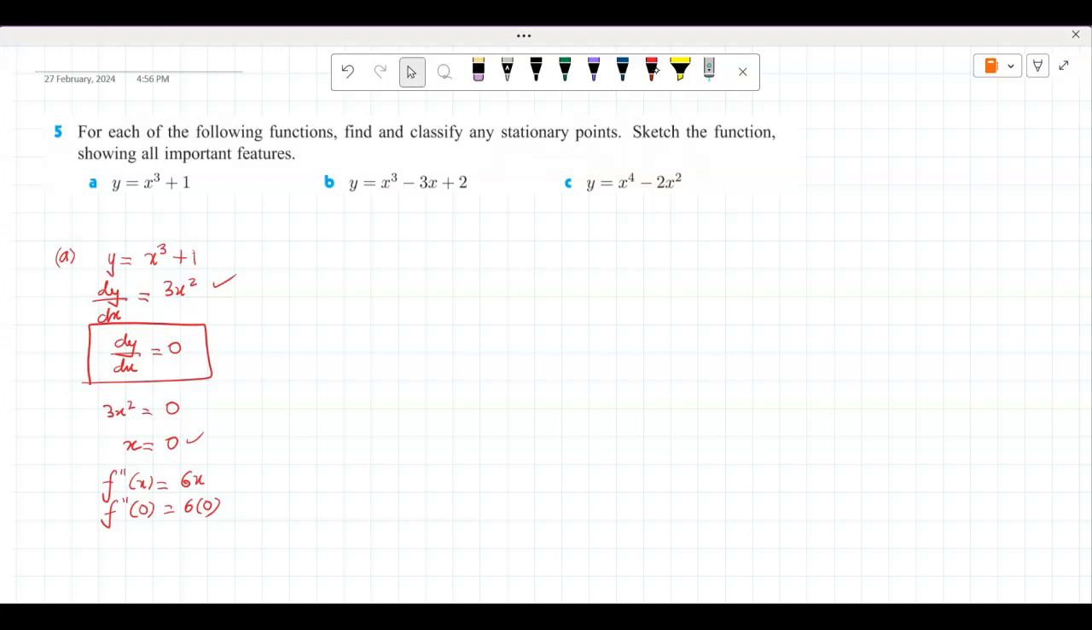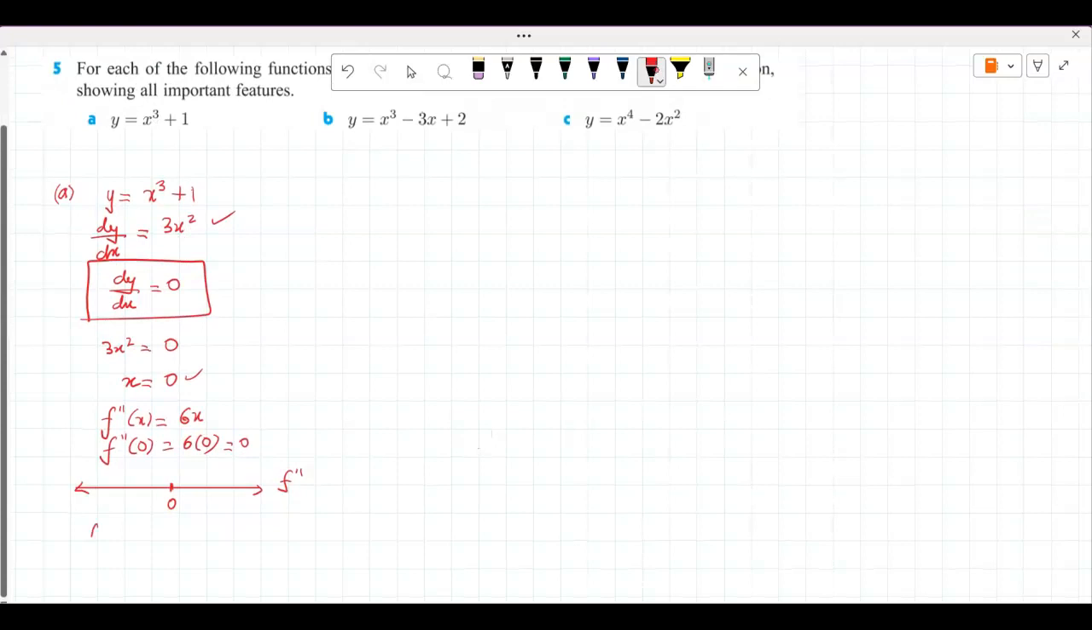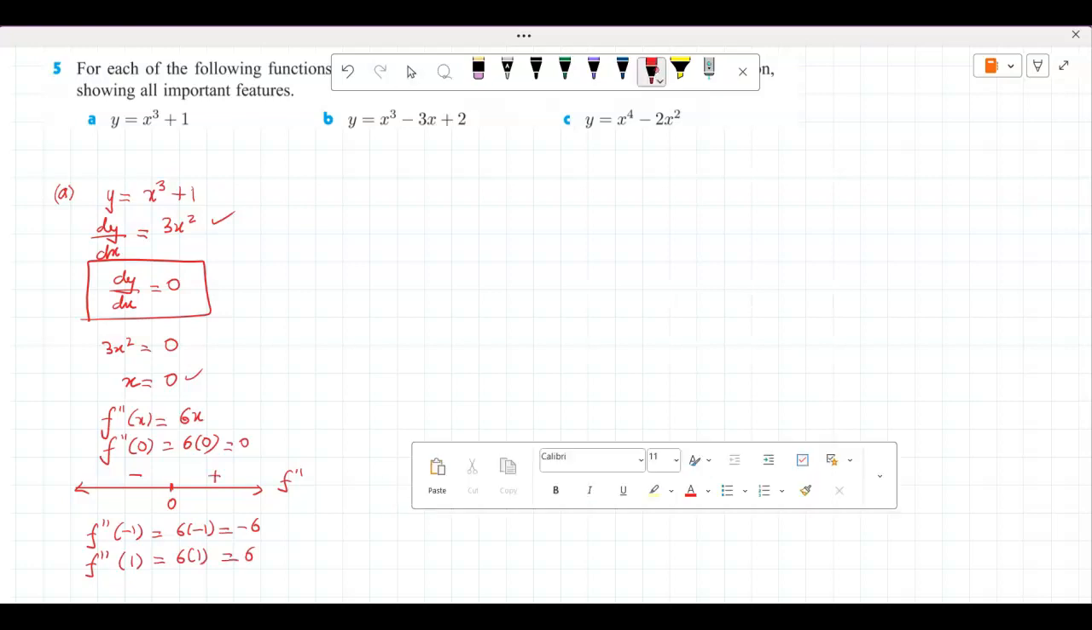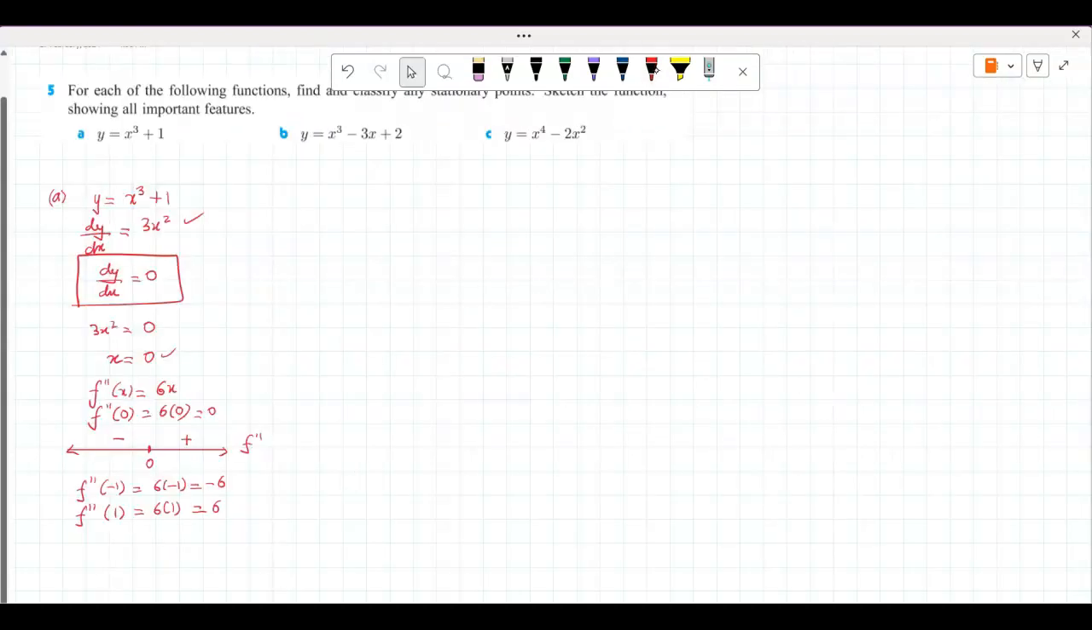Point of inflection has three conditions. So what do you have to do for point of inflection? You have to look at the sign change. So you draw your second order derivative number line. We got this answer as 0. Take a number less than 0. What is that? So -1. 6 times -1 is -6. So negative. Take more than 0. So 1. Positive. So it is a point of inflection. So there's a point of inflection at which point? At 0. There's a stationary point of inflection at x is equal to 0.